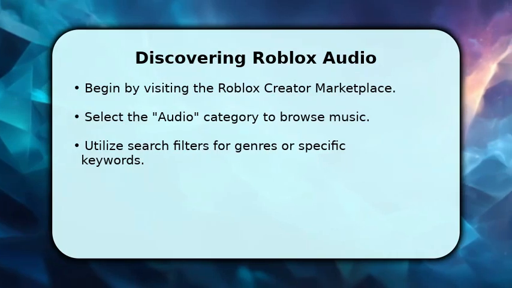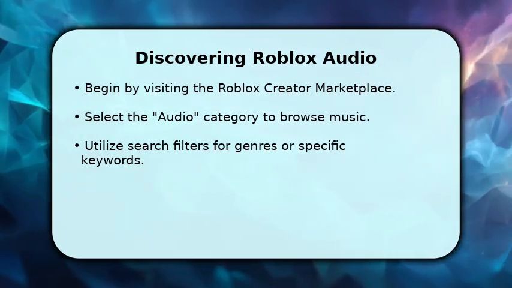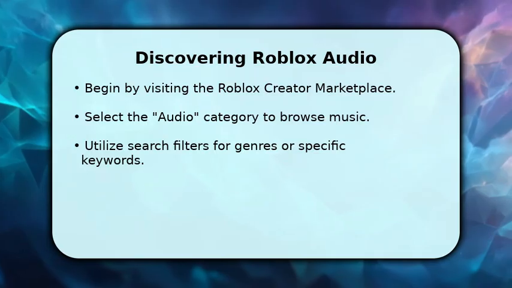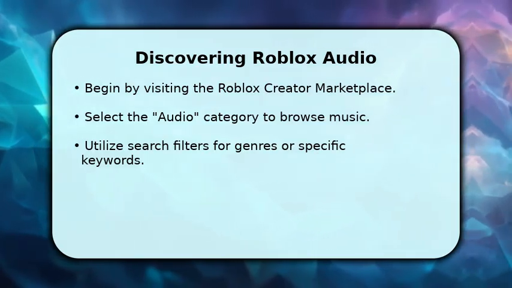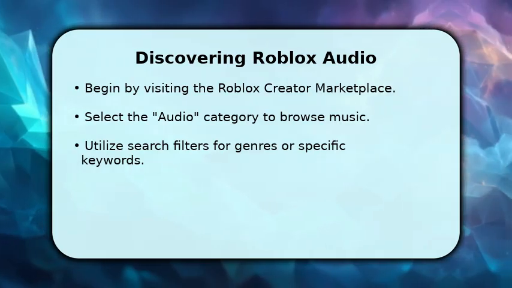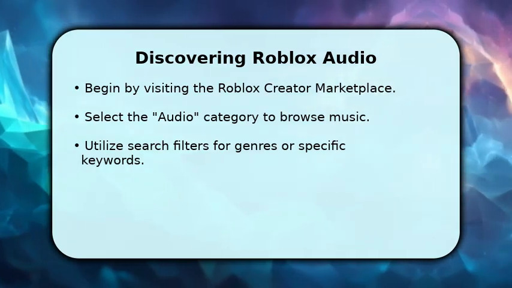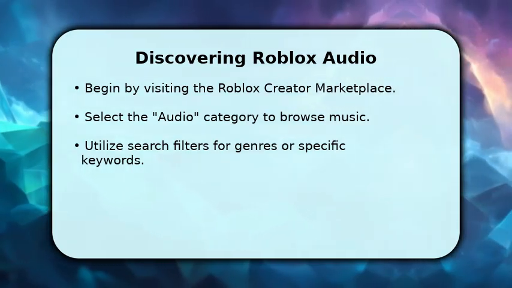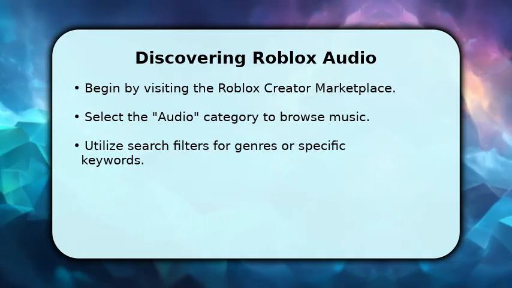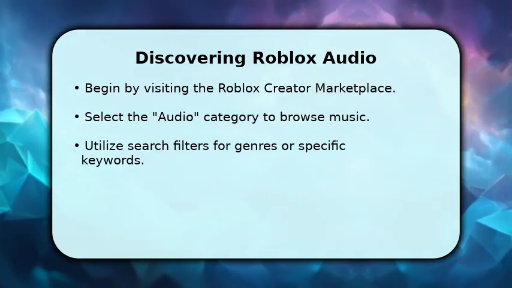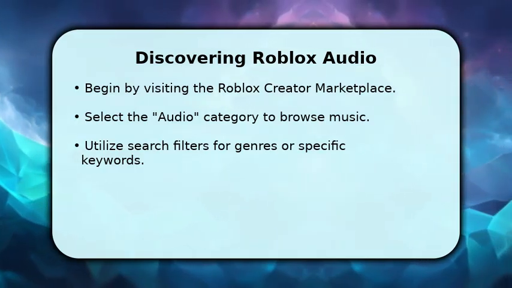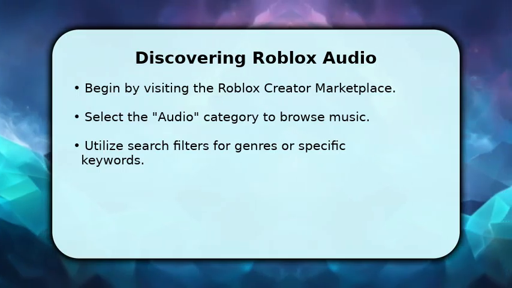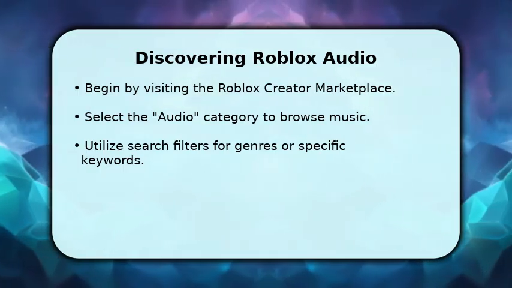To begin your search for the perfect track, navigate to the Roblox Creator Marketplace. Once there, you'll find various categories. Select audio to focus on music and sound effects. The Marketplace offers a vast library, so use the search bar and filters effectively. You can narrow down your options by genre, creator, or even specific keywords like upbeat or ambient. This helps you quickly find exactly what you're looking for among thousands of available assets.